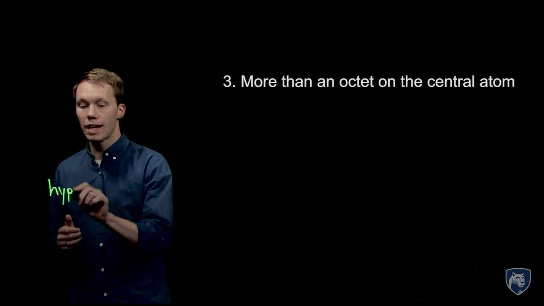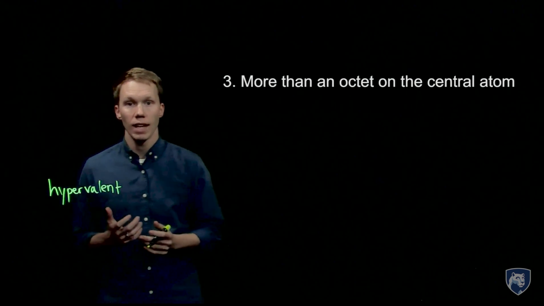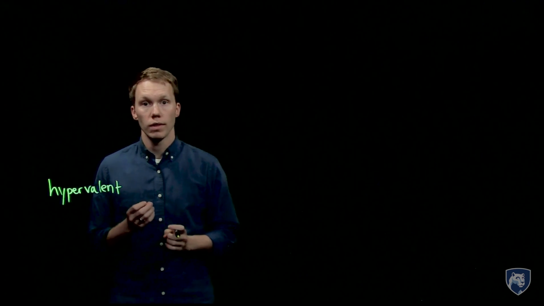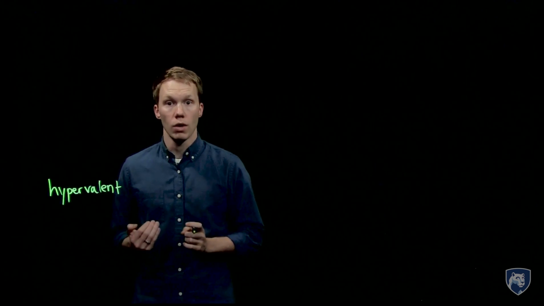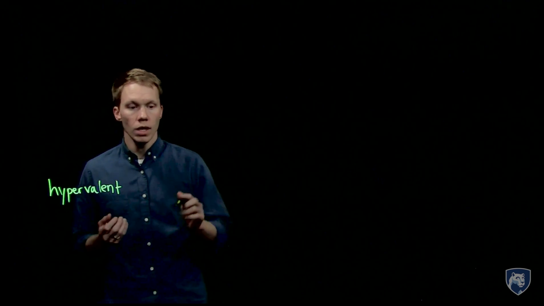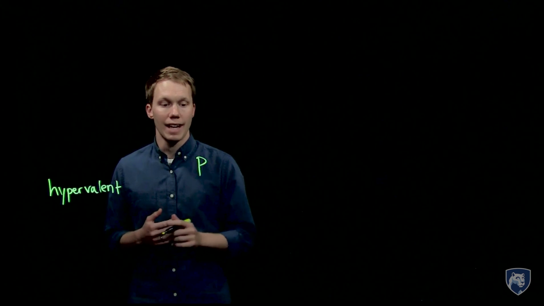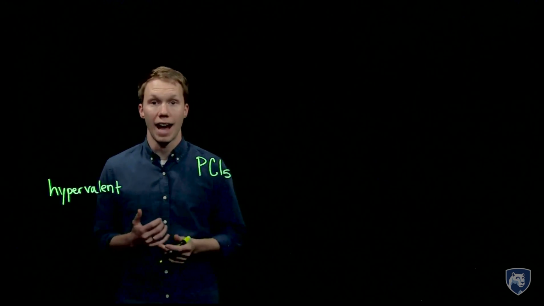The last exception to the octet rule that we're going to see is for atoms having an expanded octet. Atoms having more than 8 electrons in their valence shell are known as hypervalent. And as a rule, these hypervalent atoms must be in period 3 or below. So we're talking the third row of the periodic table and lower. An example of a hypervalent atom would be in this structure of PCl5.